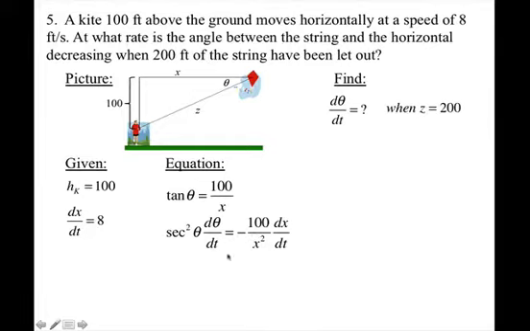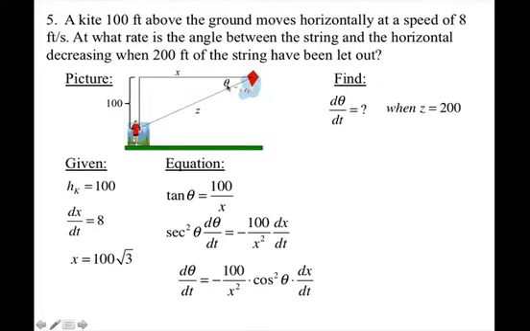All right, so I'm going to go ahead and solve for d theta/dt first. So when I divide by secant squared, that's the same thing as multiplying by cosine squared. Now notice that I have an x here, but I don't have an x given. But I can find the value of x because I'm given z. And since I'm given z and I have this side of the triangle, I can use the Pythagorean theorem to find x. And after doing the Pythagorean theorem, you would get that x equals 100 square root 3.